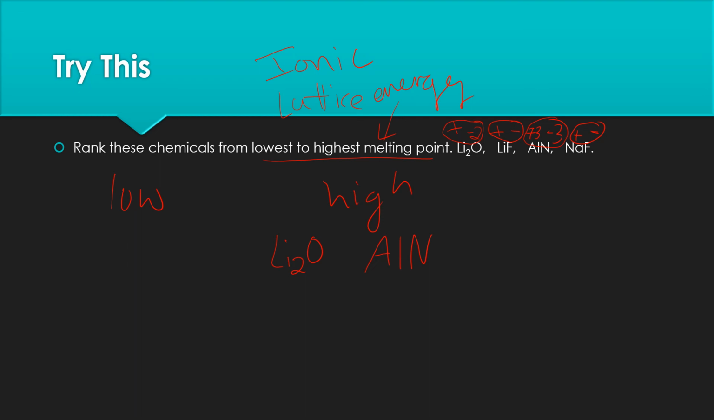Now we want to look at our lowest ones. Those would come from our lowest charges, and we have 2 that match in charge. So now we have to look at their radius, the distance between our charges. What's common is fluorine between each of them. So then we look at the positive charge, lithium and sodium. Our smaller sized ion is going to give us our greater lattice energy. That would be the lithium fluoride. And then our larger ion would give us our lowest lattice energy, sodium fluoride. So that is our order from lowest to highest melting point based on their lattice energy.